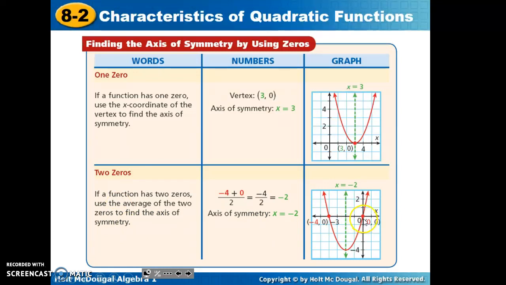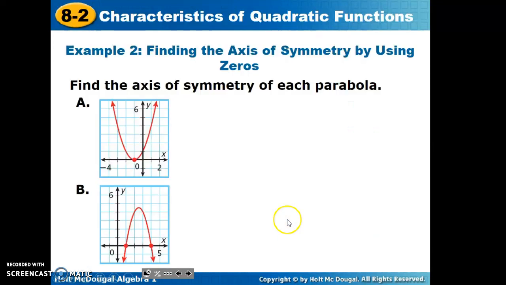Let's look at the graph. We see a zero at 0. We see another zero at -4. We are going to take the average of those two zeros, meaning add them together, divide by the number of zeros, giving us our axis of symmetry, or halfway in between the two points. So x equals -2 is our axis of symmetry in this case. Concept is here. If we have two zeros, we find their average. That gives us our axis of symmetry.